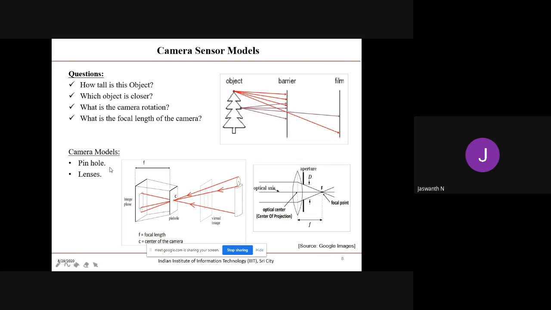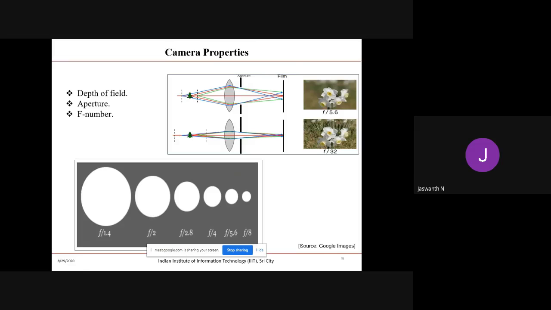Regularly, camera models are of two types: pinhole cameras and lens-based cameras. The drawback in traditional pinhole cameras is that the sharpening information is missed, and sometimes it may result in a circle of confusion. As you can see, there are a few more properties of cameras like depth of field, aperture, and f-number.